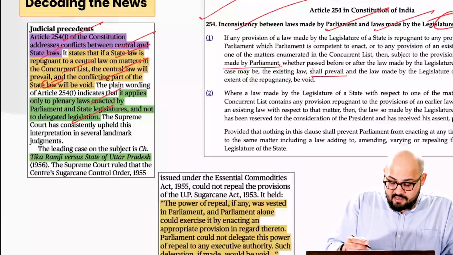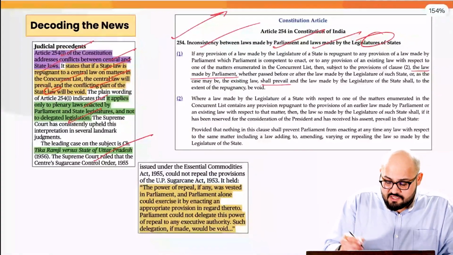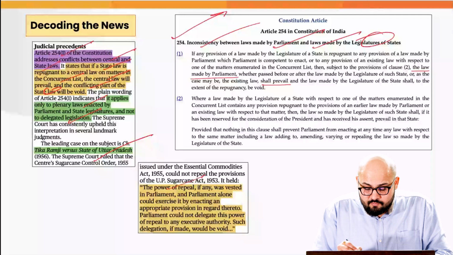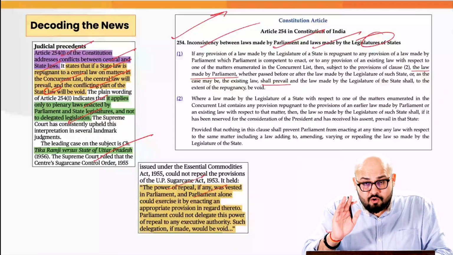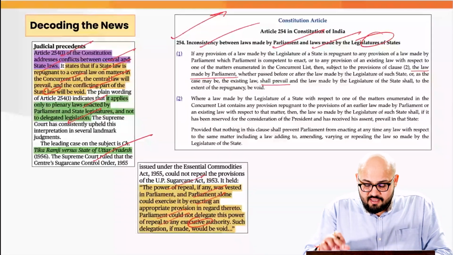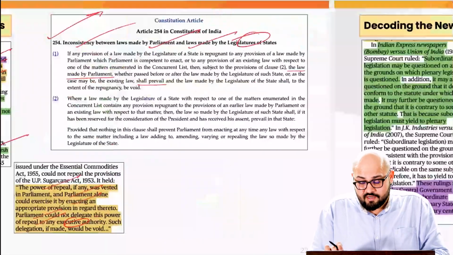So we have a specific case, Tika Ramji versus State of Uttar Pradesh, where the Supreme Court very clearly says that the power of repeal, if any, was vested in the Parliament, and Parliament alone could exercise it by enacting an appropriate provision in regard thereto. Parliament could not delegate this power of repeal to any executive authority, as such delegation, if made, would be void.